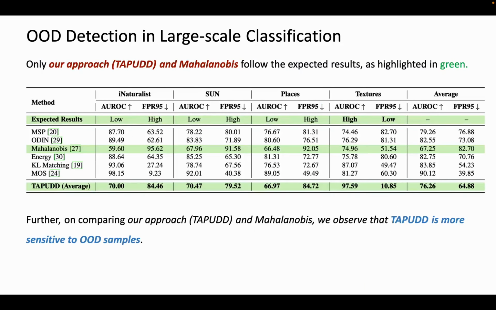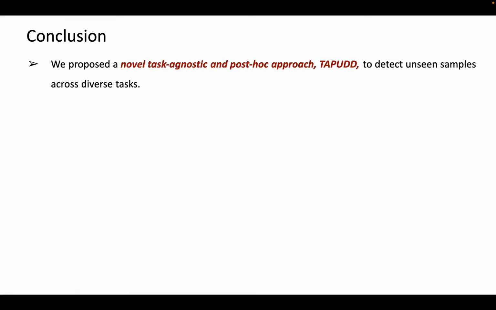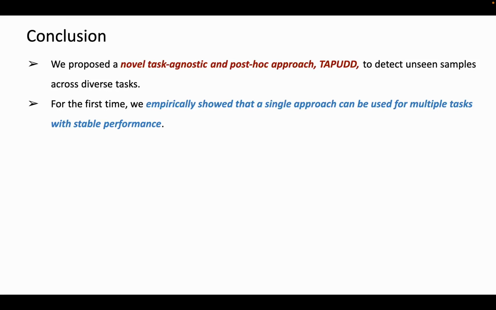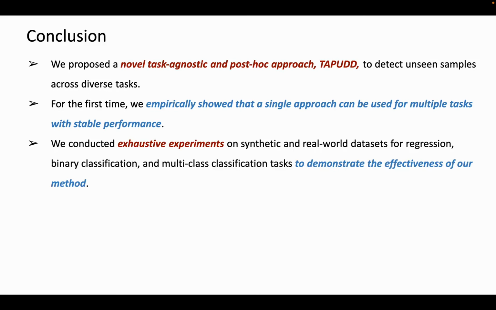We further conduct a quantitative evaluation and observe that Textures is more OOD, which aligns with our analysis from the previous slide. Conclusion. We propose a novel task-agnostic and post-hoc approach to detect unseen samples and empirically showed that it can be used for multiple tasks. Please refer to our paper for more details.